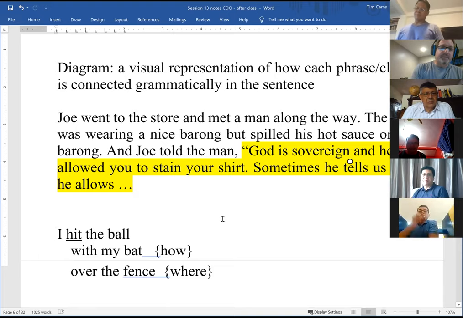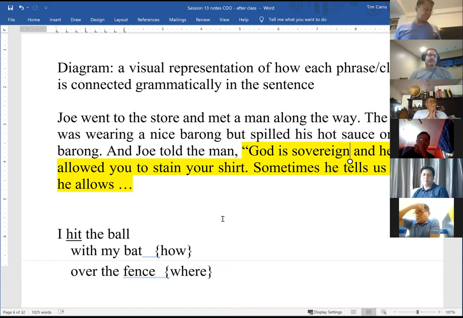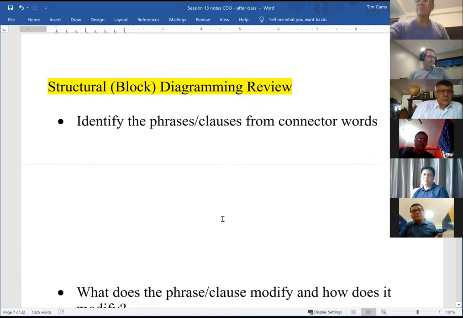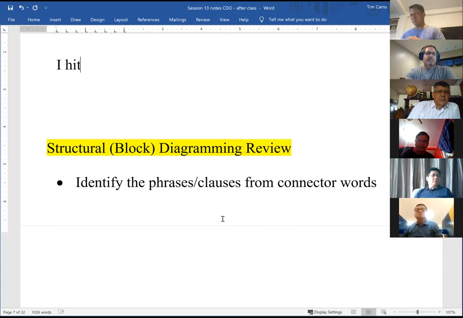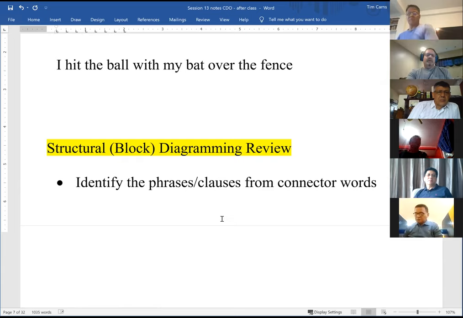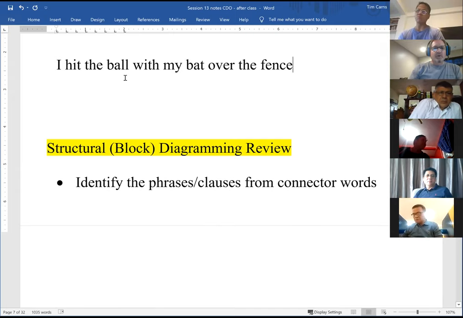So what I'd like to do, because there are some places in this story in John 4 that we are going to want to diagram, is go back and review the approach, the methodology, and the techniques for doing that. You can go back to your Module 1 teacher's manual for some specific details on this. But basically, as I showed you in the example sentence, I hit the ball with my bat over the fence. I want to diagram this to identify how these phrases relate to each other, to give a visual representation of that.